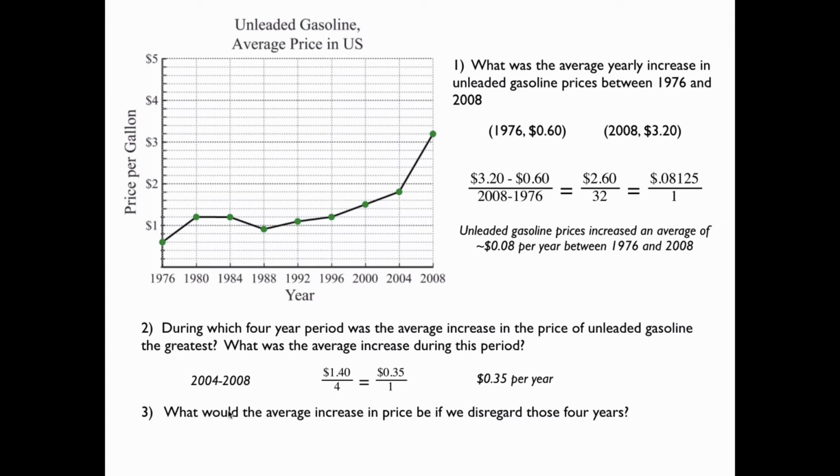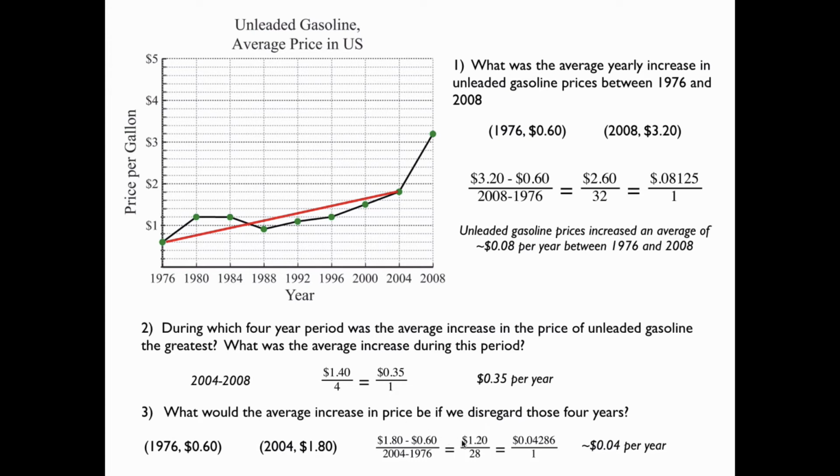So, number 3, what would the average increase in price be if we disregard these 4 years? All right, so what would happen if we just calculated the average rate of change from 1976 to 2004? So now we're trying to find the slope of this line. Now this line looks a lot shallower, it's not as steep as the line that goes from 1976 to 2008. Because of these extraordinary values, that's going to change the average rate of change. This one I expect to be lower. And by how much? So when we calculate this, what we get is approximately 4 cents per year.